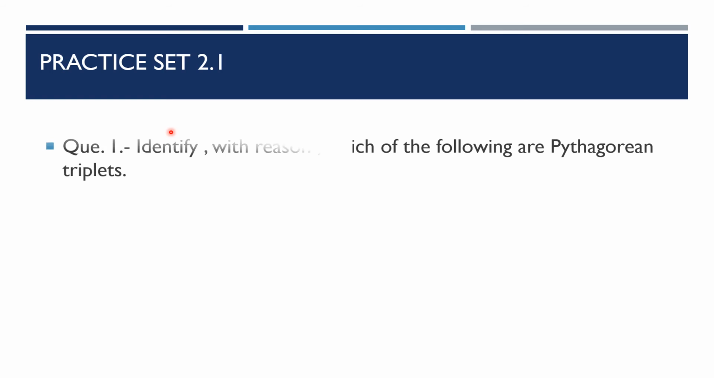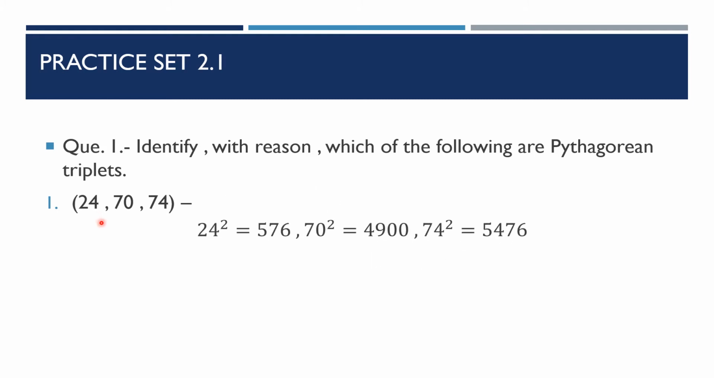Now practice set 2.1. We are taking here some examples which are based on Pythagorean triplets. Question 1. Identify with reason which of the following are Pythagorean triplets. Example number 1 is 24, 70, 74.